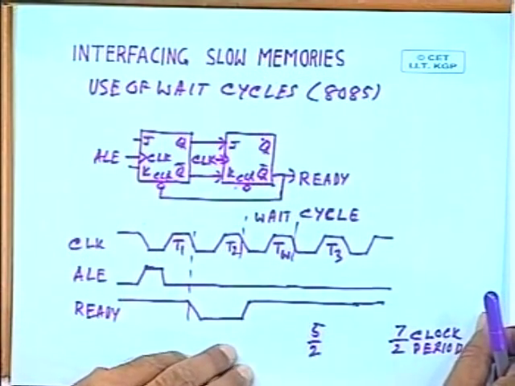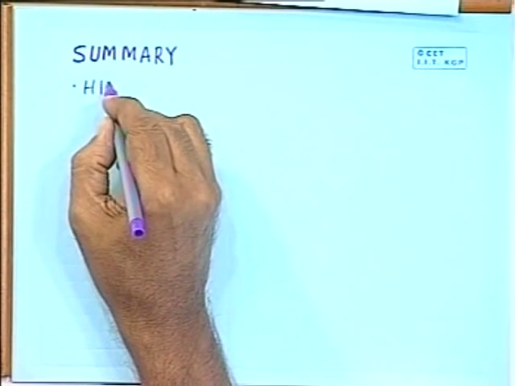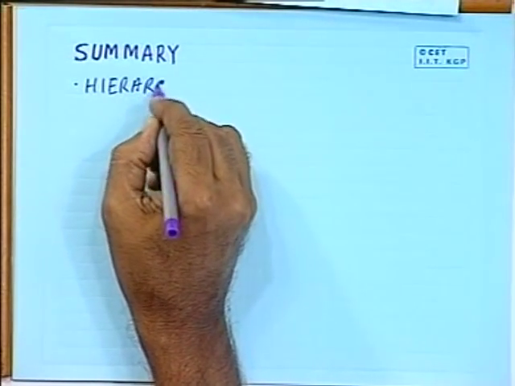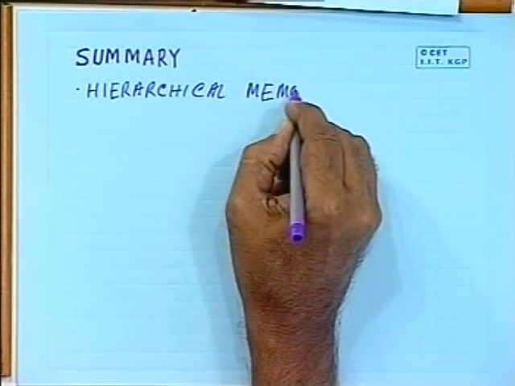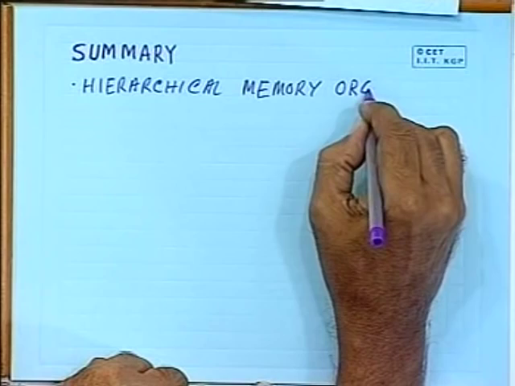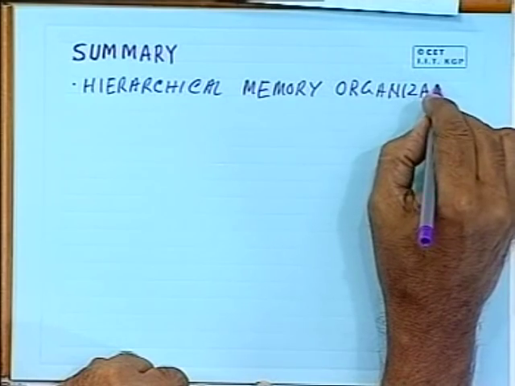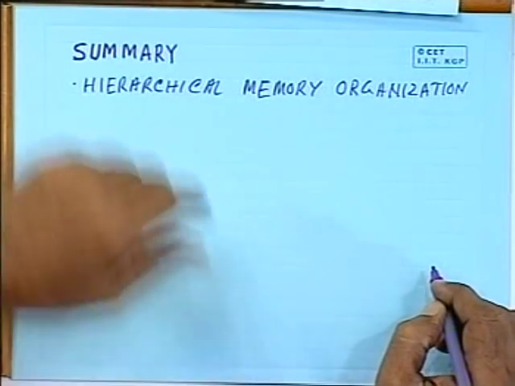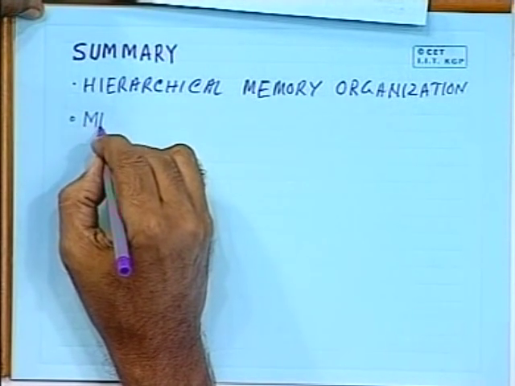With this, we stop here today. Let us summarize what we have discussed so far. We have discussed hierarchical memory organization. In this hierarchical memory organization, we have discussed different types of memories which are used: main memory, secondary memory, and backup memory devices. However, we have mainly restricted our discussion to the interfacing of only main memory devices.